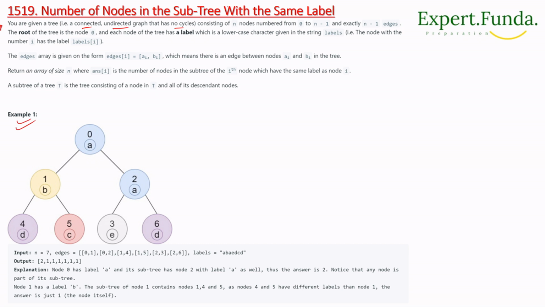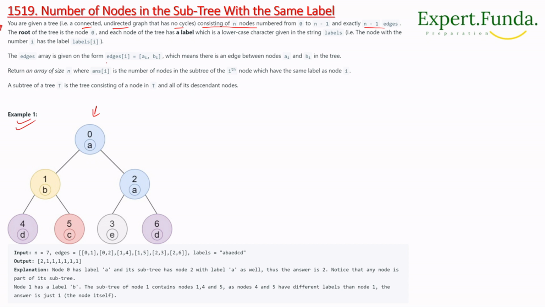Now it says that the tree consists of n nodes, numbered from 0 to n minus 1, and exactly n minus 1 edges. This means it is not making any cycle and it is fully connected. Now we can say that the root of the tree is node 0, and each node has a label given. So the root node is 0, and each node has a lowercase character given in a string labels.